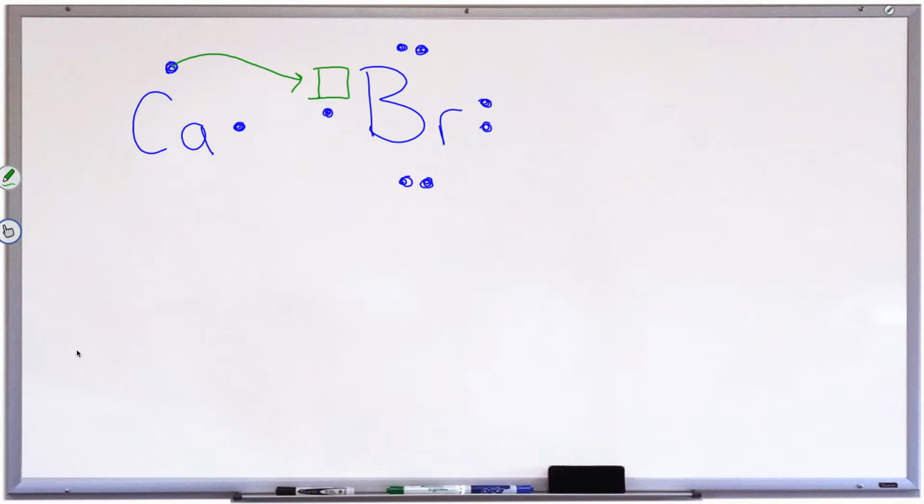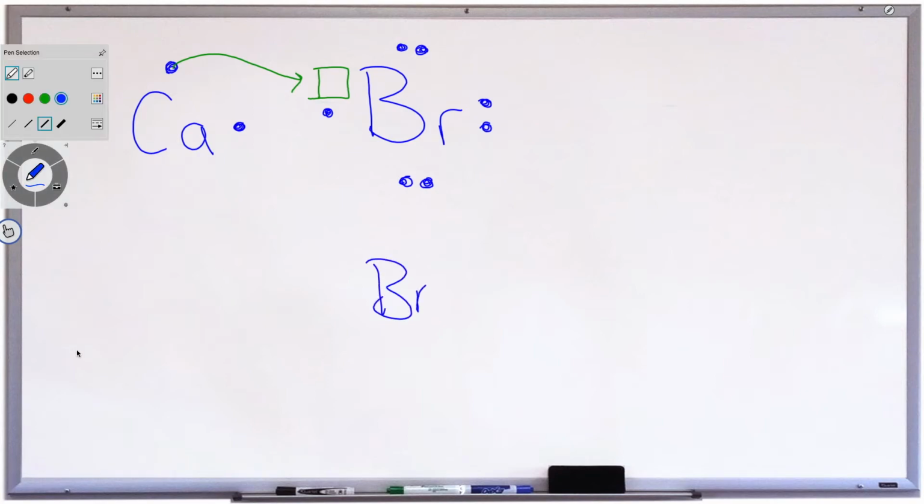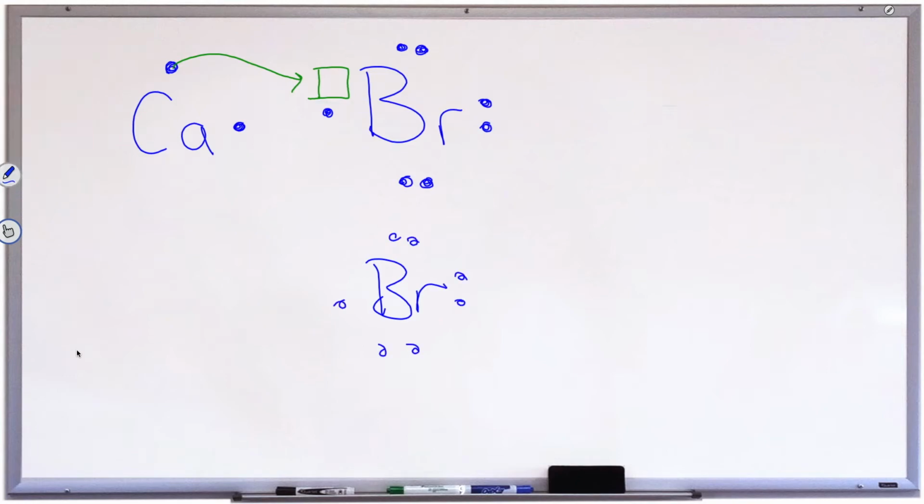So another bromine is going to come along and say, hey, I'll take your electron. So now our calcium is happy. It's gotten rid of all it needs to get rid of. And 2 of our bromines are happy because they've each gained 1 from the calcium. So now these are all best friends.